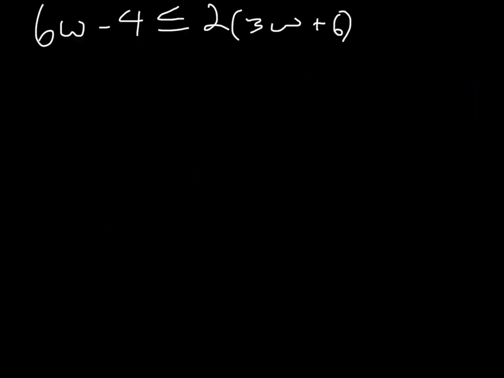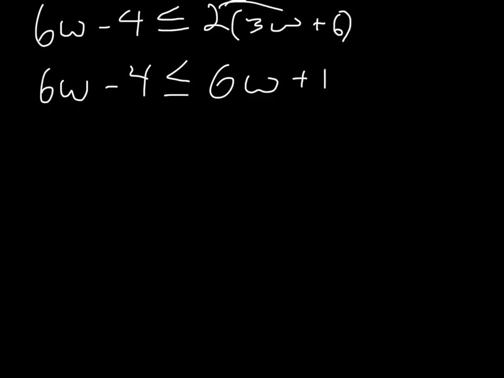Alright, this last one is a little bit tricky, but it says 6w minus 4 is less than or equal to 2 times the quantity 3w plus 6. So again, the first thing we need to do is distribute our 2 through. So we have 6w minus 4 is less than or equal to 2 times 3w is 6w, 2 times 6 is 12, plus 12.